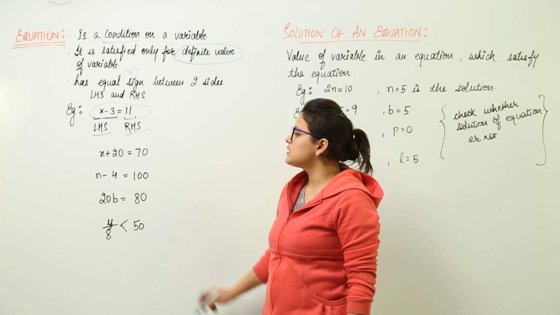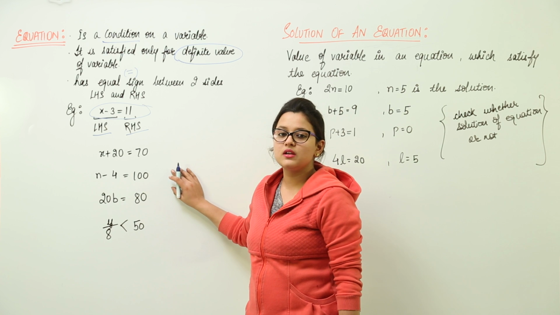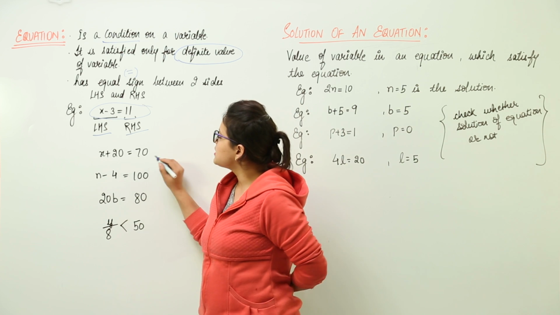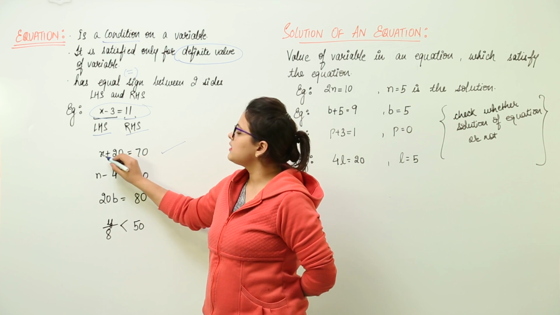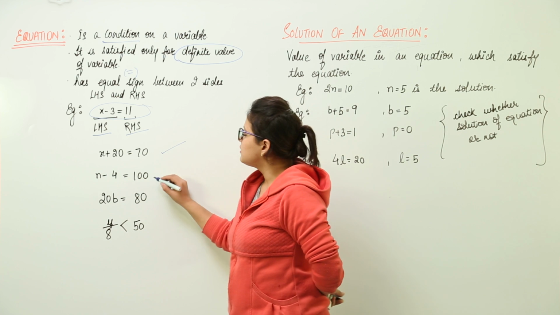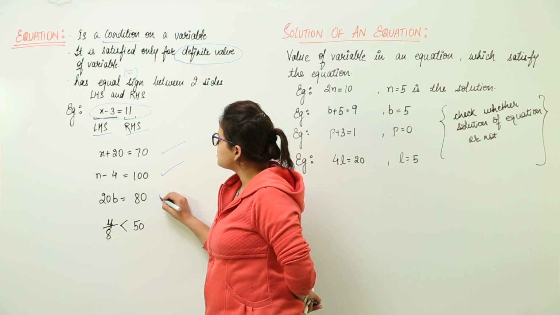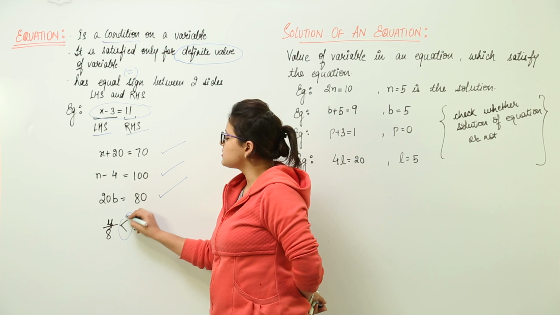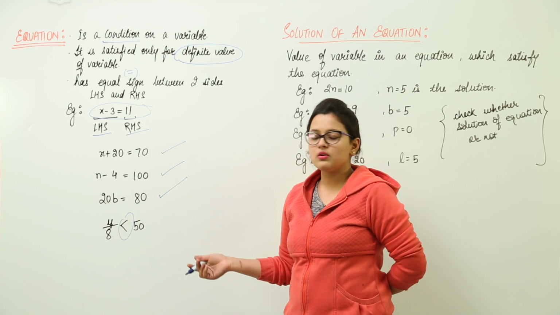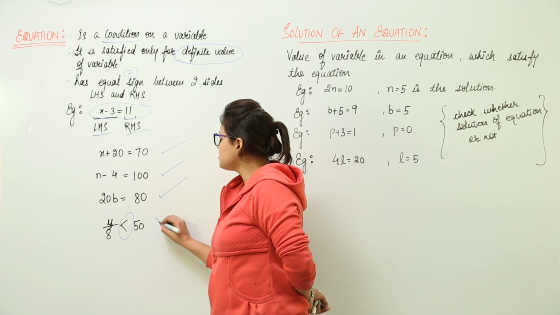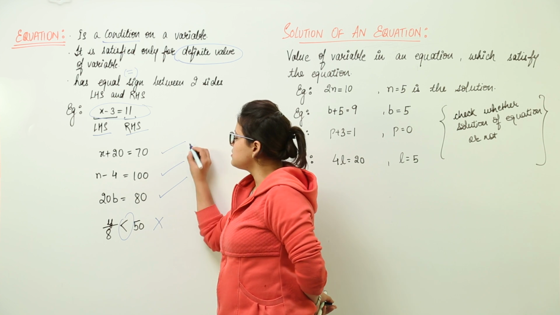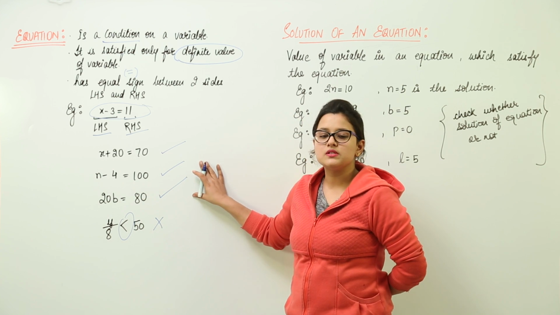Now these are some more examples. We can check whether these are equations or not. This one is an equation. It has an equal to sign. It has a variable. Here also, this is also an equation. But this does not have an equal to sign, so we cannot say this to be an equation. So this is not an equation. These three are my equations.